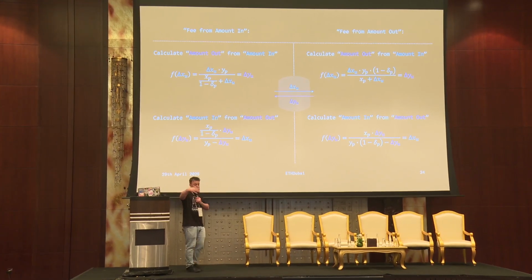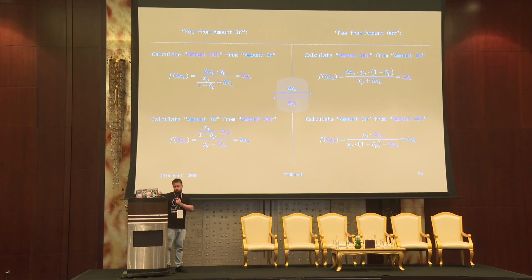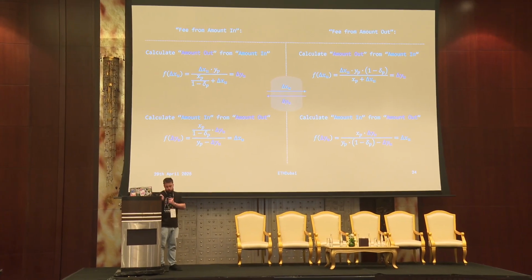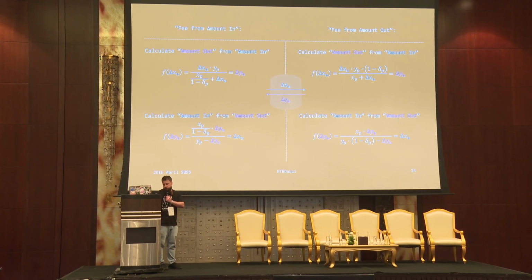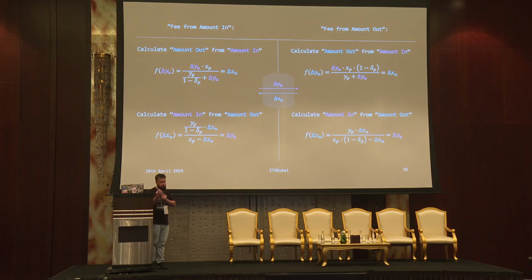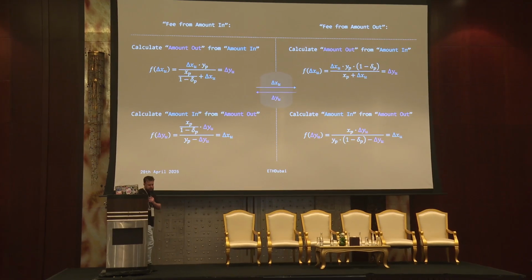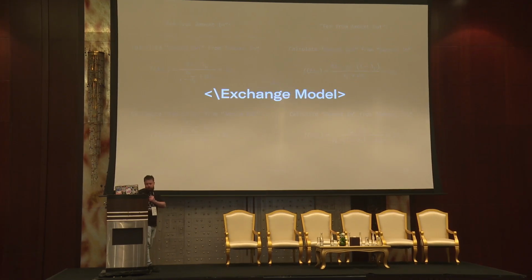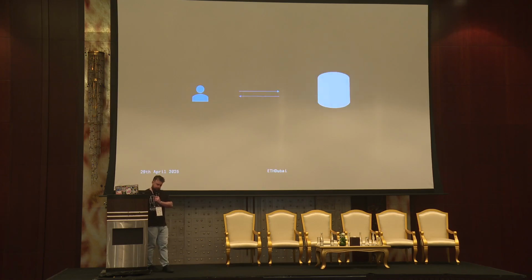So we can, in any of these four cases, refer to the token that the user is sending and receiving from the liquidity pool the same way. And these are symmetric. So you can invert these calculations or swap the symbols X and Y and still get exactly the same formulas out. So that's the end of our exchange model. Let's see an example of a trade being performed.